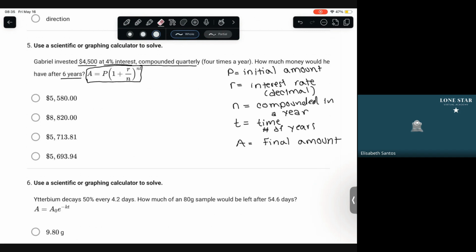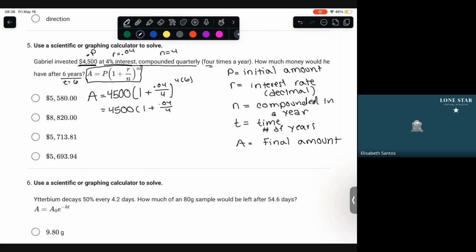Okay, so I'm going to go ahead and start with A equals. And we know that Gabriel started with 4,500, so that's our P. R is our interest rate, which is 4%, and then you write that as a decimal. It tells us that it gets compounded quarterly, so that means 4 times in a year, so N equals 4. And then how many years? 6. So I'm going to go ahead and plug in those values. So 4500 times (1 plus 0.04 divided by 4) to the power of 4 times 6. Okay, I'm just going to clean it up just a little bit and multiply those exponents here. 4 times 6 is 24.